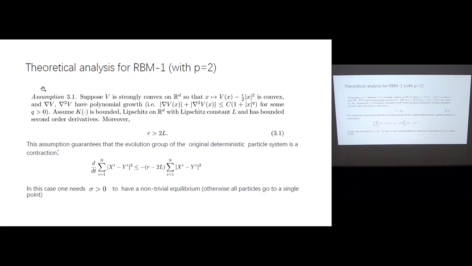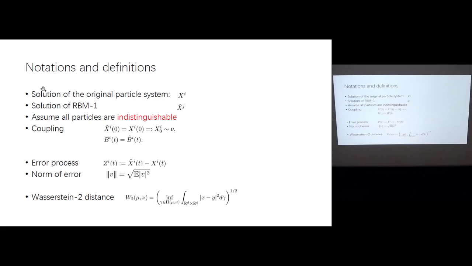A very simple notation for numerical error analysis. The analytic solution is x_i, and for the numerical one I put a tilde. Assume the initial distributions of the numerical particle and the analytic particle are the same. We also assume the Brownian motion terms, numerical and analytic, are the same. Right?